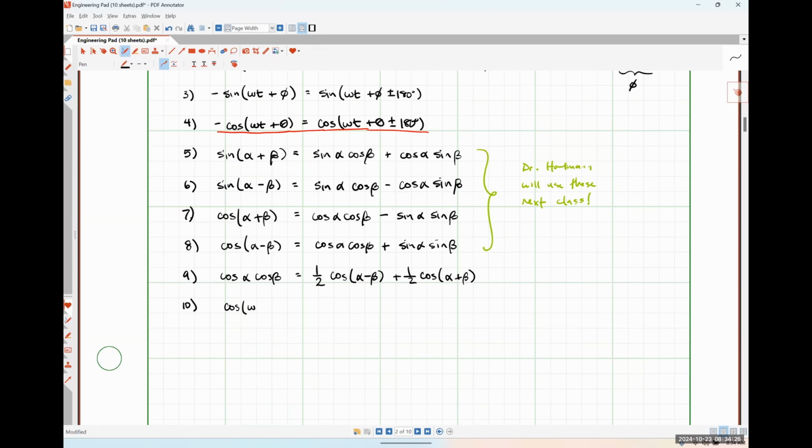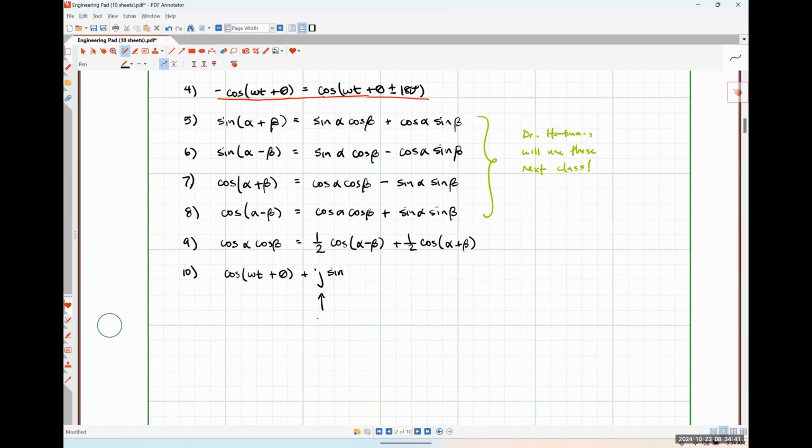cosine omega t plus some phase angle theta plus j, our imaginary operator. You guys literally don't know what that is just yet, so I'm going to make a note here. j is simply equal to the square root of -1. In your math classes, you would probably be taught that as i. We can't use i in electrical engineering to represent that because i is for current. So we call it j, even though literally no one else does. So anytime you see a lowercase j in the context of electrical engineering, it's just the square root of -1.